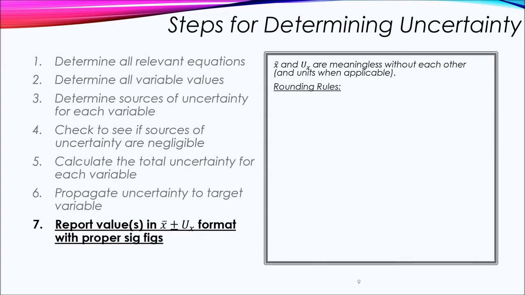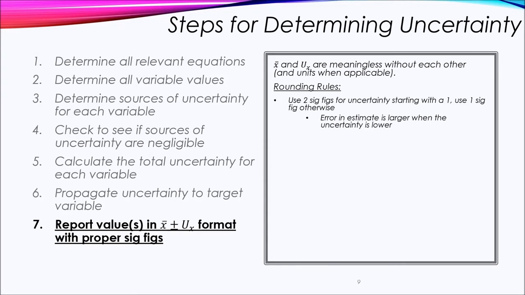So some rules for rounding: if you're using uncertainty and it starts with a 1, then you want to keep 2 significant figures. Otherwise, you want to use just 1 significant figure. The reason for this is that the error in your estimate is larger when the uncertainty is smaller. Like the difference between 0.14 and 0.1 is much greater than the difference between 0.94 and 0.9. And so it's considered more acceptable when you get past 1 being the leading digit.